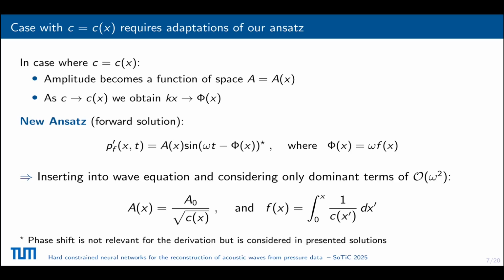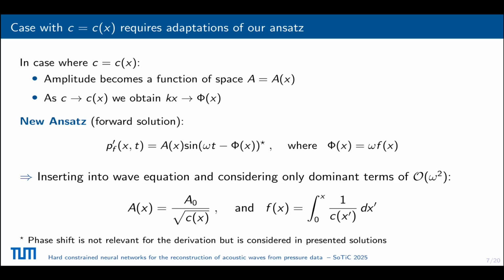The new ansatz now, and we only show the forward solution approach, but it works in a similar manner for the backwards solution, is now p prime of f of x and t. So the acoustic pressure that corresponds to the forward traveling wave is now just an amplitude that depends on x and is no longer constant, times sine of omega t minus this nonlinear function that depends on x. This nonlinear function now swallows this dependency of speed of sound on x. And you can see here that this nonlinear function phi of x is basically just omega times a function f of x.